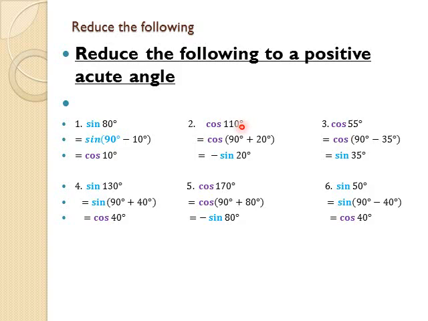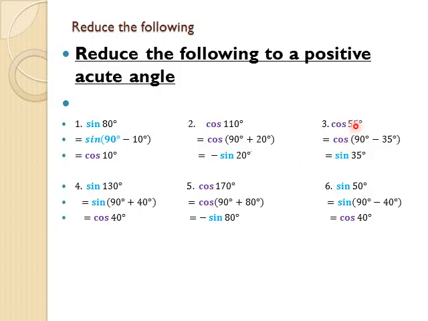Given cos 110, I can say 180 minus 70, but now I'm reducing using co-functions. So 90 degrees plus 20 would give me 110, but the 90 would change cos to sine. 90 plus, second quadrant, cos is negative, therefore it's negative sine 20 degrees. Don't get caught out. I'm going to use this a lot in your exam problems.